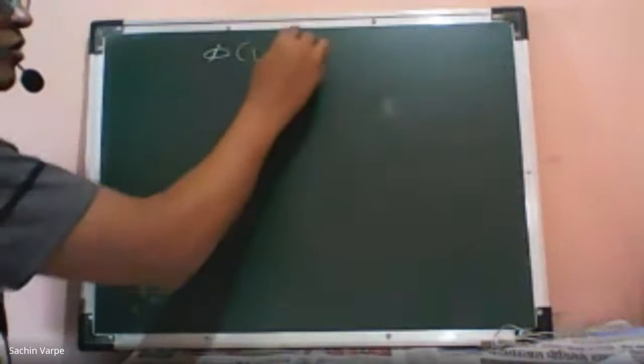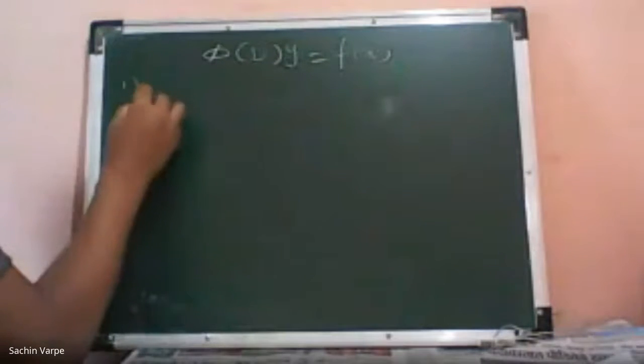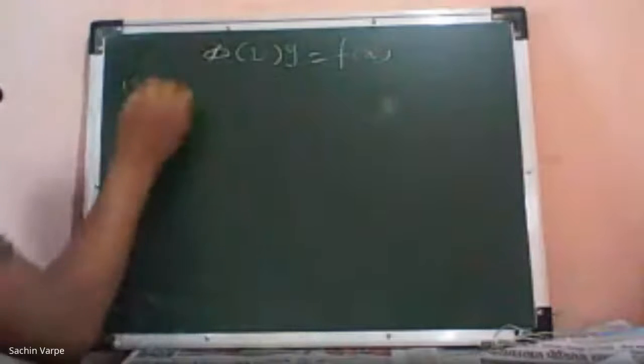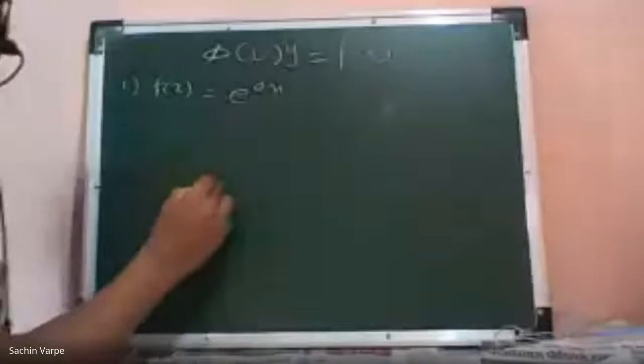The first case, subcase, to solve the linear differential equation with constant coefficient phi of d into y is equal to f of x, that is, the first subcase is to find the particular integral. The first subcase is when f of x is an exponential function, then we have a shortcut.